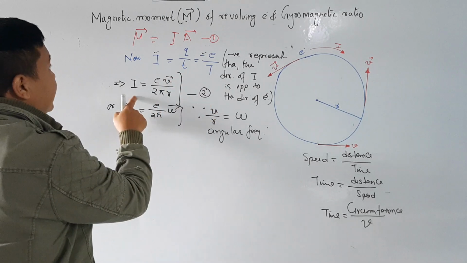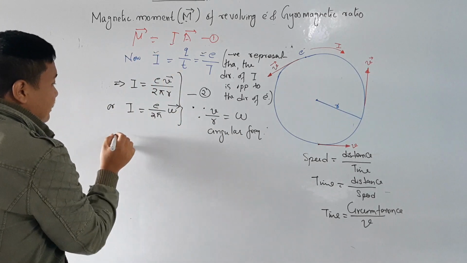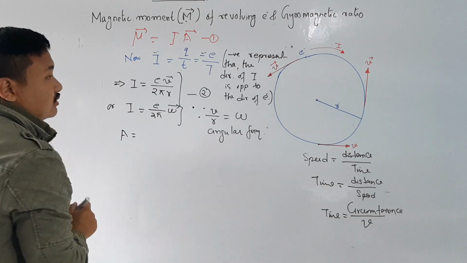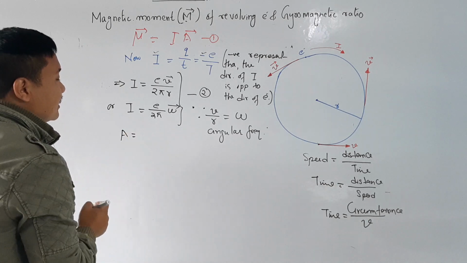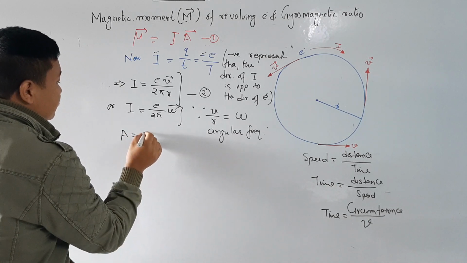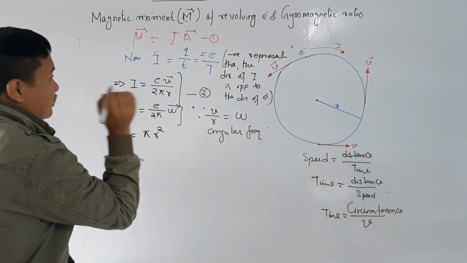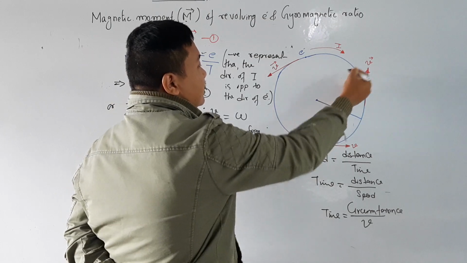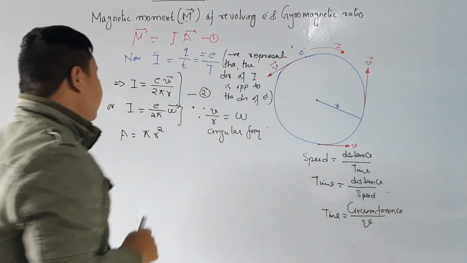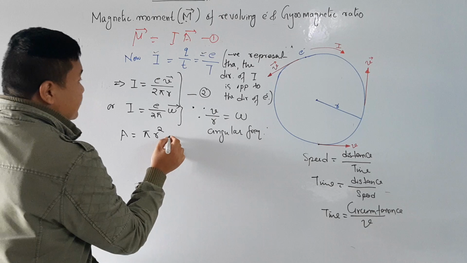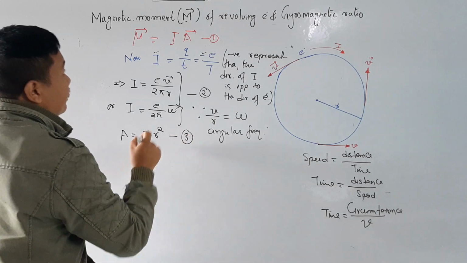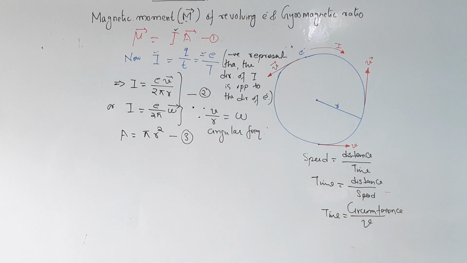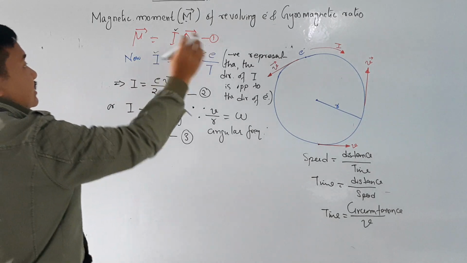Okay, now I got the current and I want to find the area. So A is equal to how much? We know that area is equal to pi r square, since the area A is the area of this circle. So this is equation number 3. Now I got the value of current and I got the value of area A. Now can we put these values in this equation?